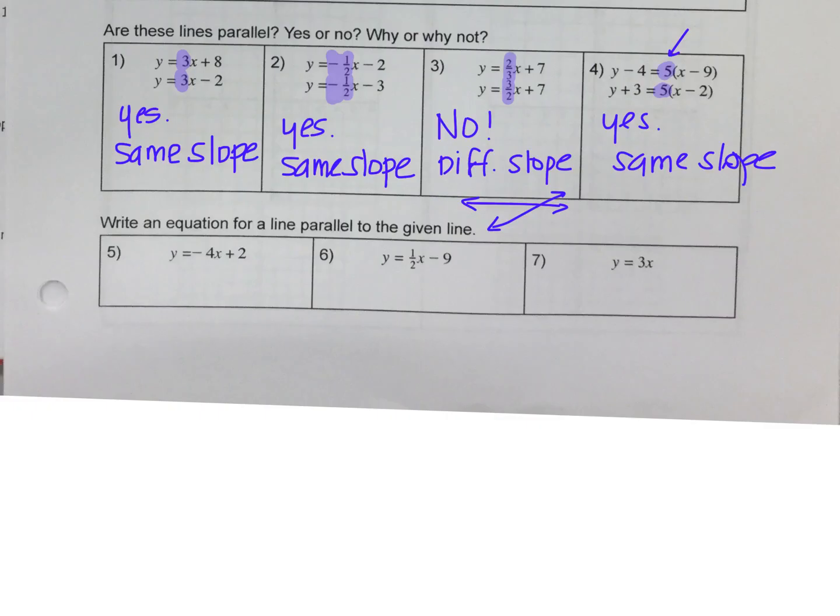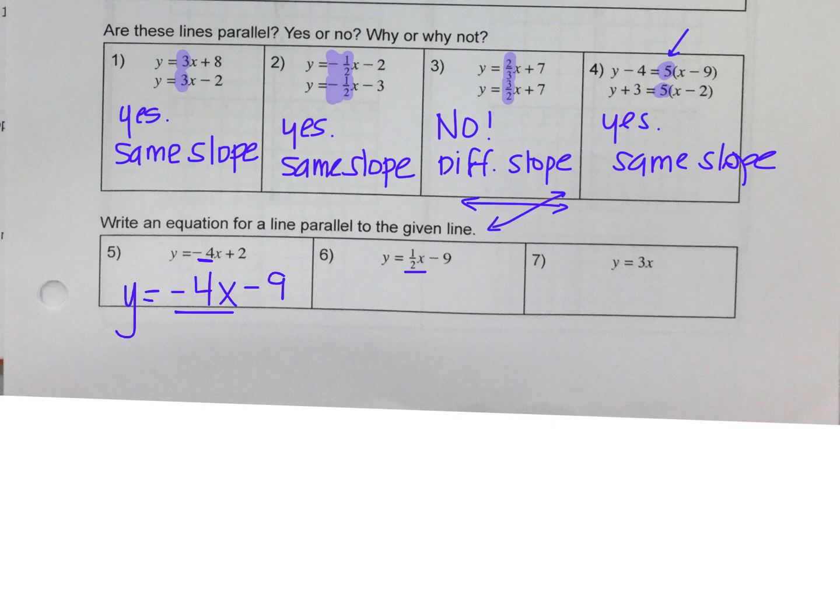Okay, now we're going to do something a little bit different. It says write an equation for a line parallel to the line given. So the only thing we need to do is know that we use the same slope. So our slope is negative 4. So I'm just going to write y equals negative 4x. And I could make my y-intercept whatever I want. I'm going to make mine minus 9. As long as that slope is the same, it doesn't matter.